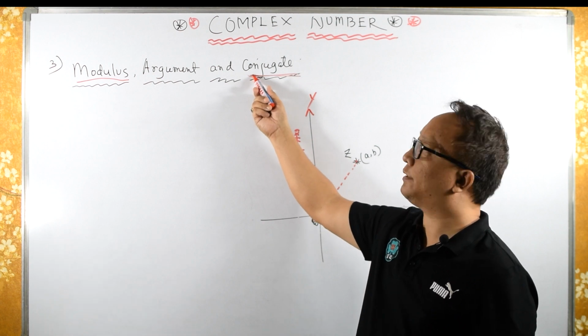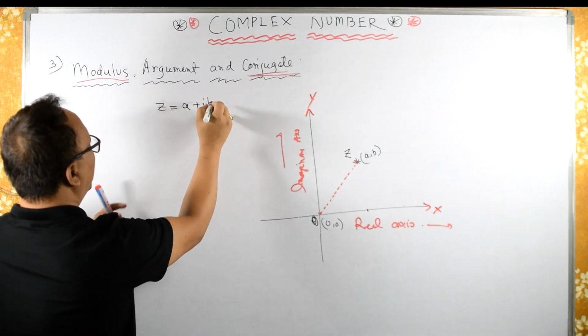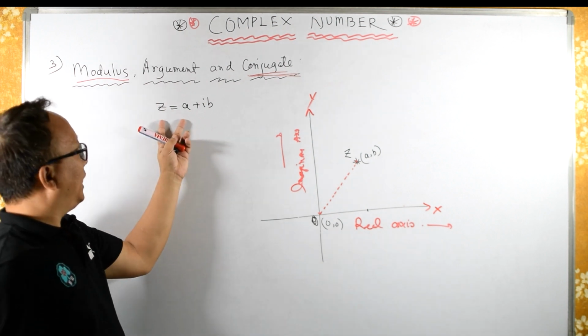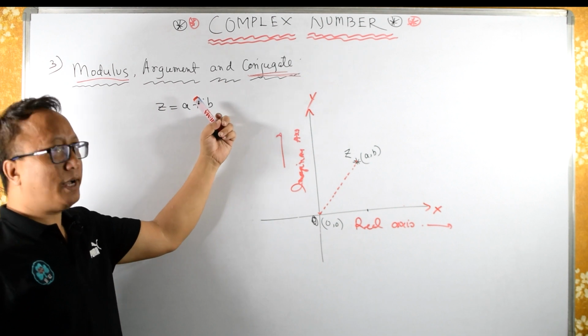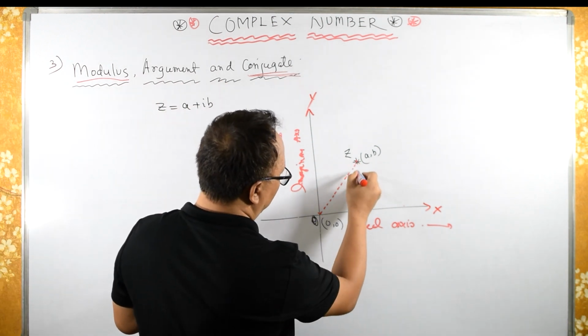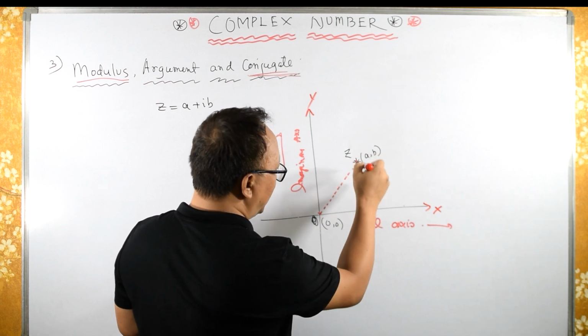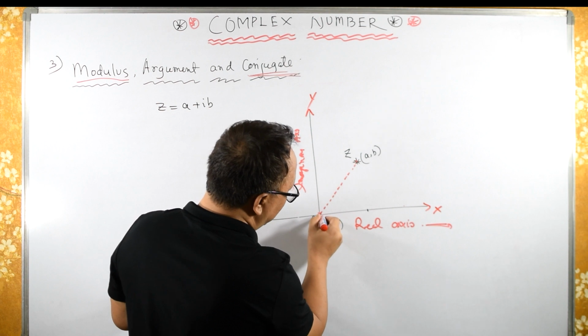Now, let's see what the conjugate is. We have z equals a plus ib. Any complex number I can express as z equals a plus ib, where a and b are real numbers. The conjugate is the image of this in the real axis. We have this as the real axis, right? So its image is somewhere like this.